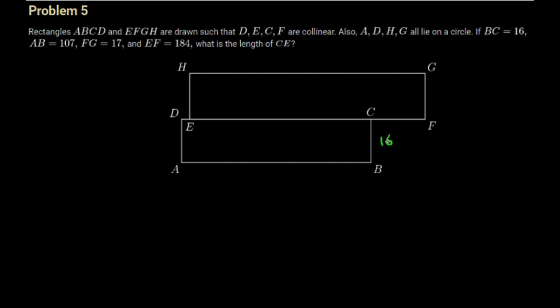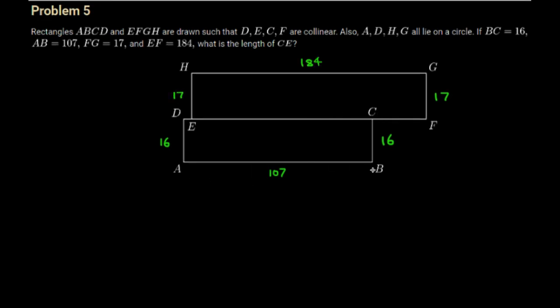So BC is 16, which means AD is 16. AB equals 107, which means DC equals 107. FG equals 17 and EF equals 184. What is the length of CE?